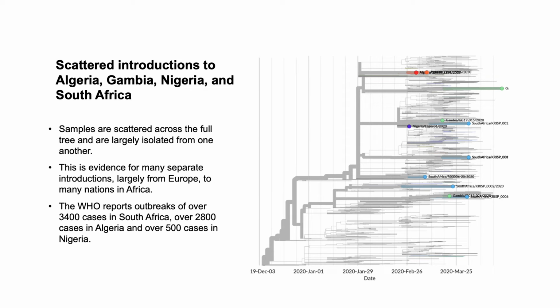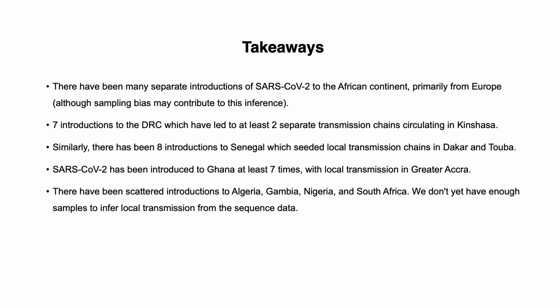Here, we see samples isolated from Algeria, Gambia, Nigeria, and South Africa. These samples are scattered across the full tree and are largely isolated from one another. This is evidence for many separate introductions, largely from Europe, to many nations in Africa. Without more data, we can't yet say which, if any, of these sparks resulted in local outbreaks. The WHO reports outbreaks of over 3,400 cases in South Africa, over 2,800 cases in Algeria, and over 500 cases in Nigeria. In conclusion, here are some takeaways from today's report on Africa.